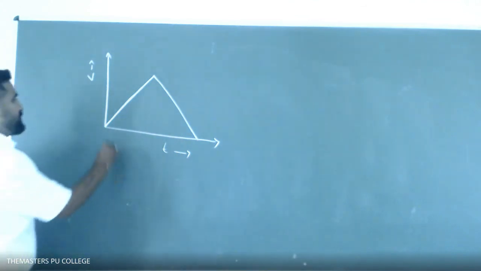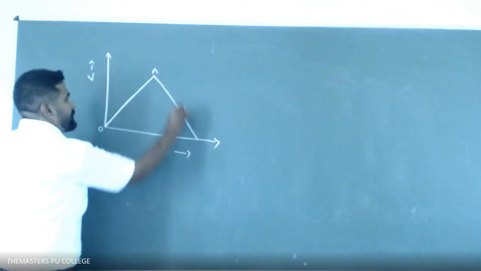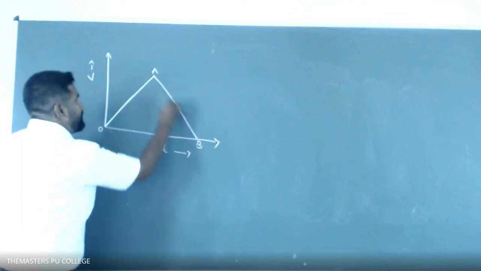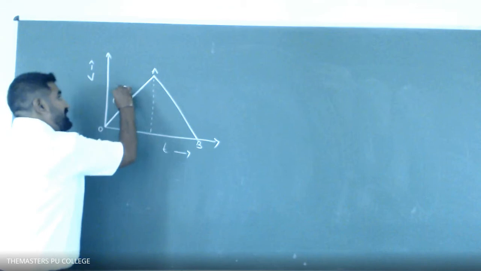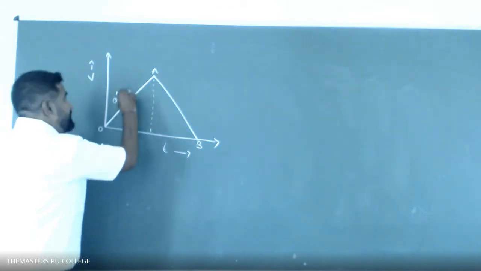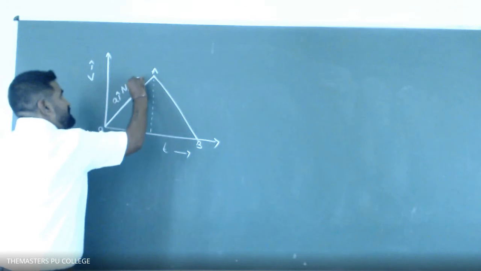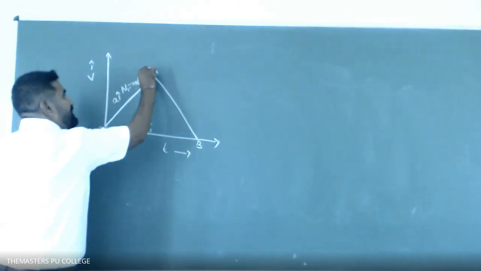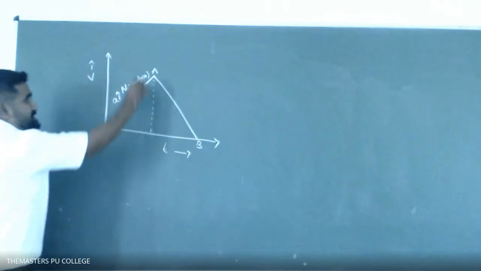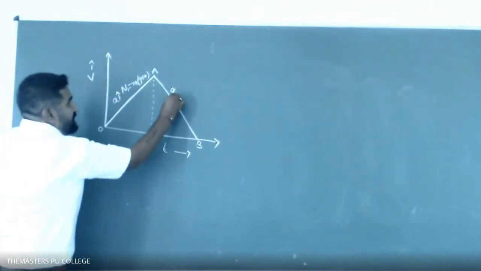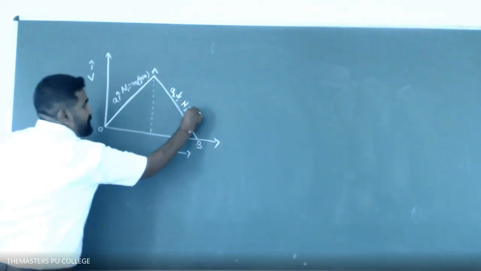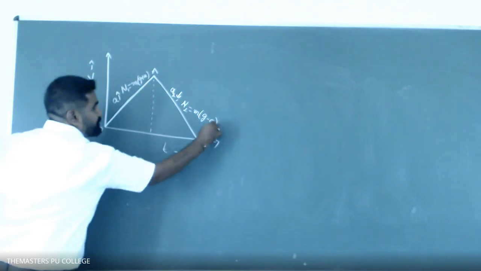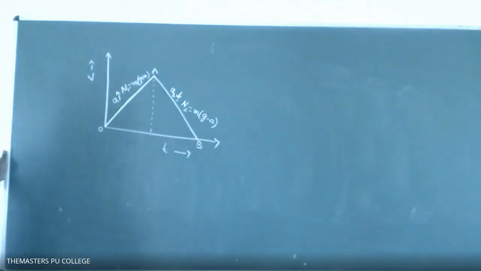Correct? So let me name it as O, A, B, and let me drop a perpendicular from here to here. So this acceleration is upward. Then N1 is equal to m of g plus a. Is it right? Let me call this acceleration a2. Then a2 is downward. If a2 is downward, N2 is equal to m of g minus a. Is it right, sir? Super.